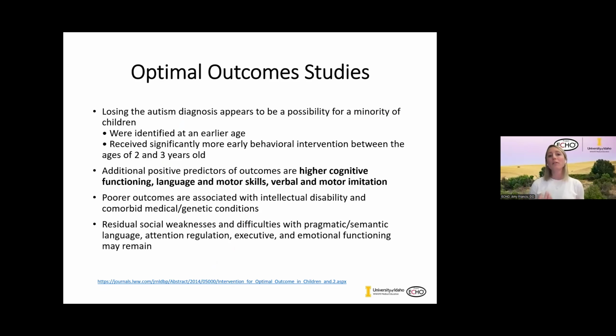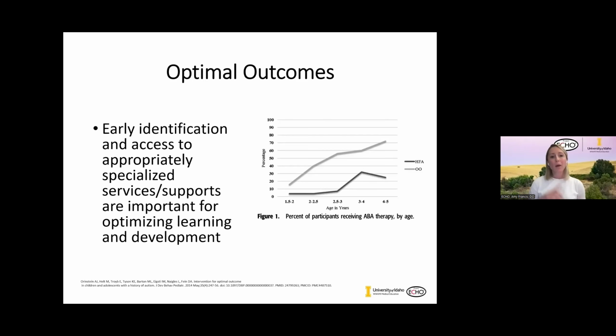I try to quote these optimal outcome studies. Children with higher cognitive functioning, higher language and motor skills, and verbal and motor imitation at a younger age usually have better outcomes. So these are the positive predictors of outcomes. Next slide.